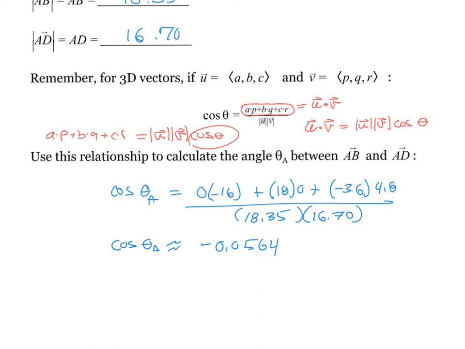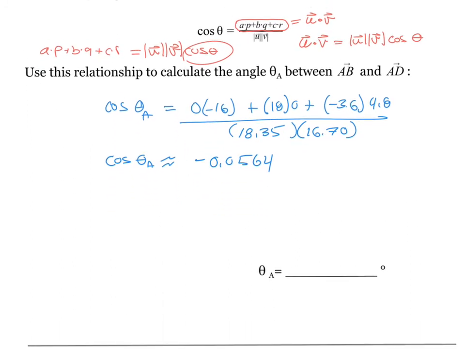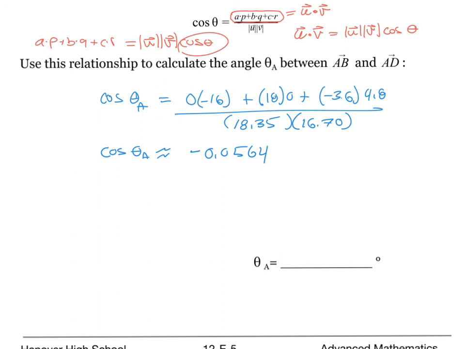0.0564. So then all you need to do is pop that into your calculator and say, give me the inverse cosine of negative 0.0564. And the calculator says that is about 93.2 degrees. And that's more than enough precision for Zach to actually cut that angle on his wood to build a roof.